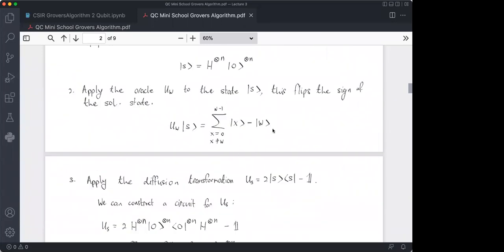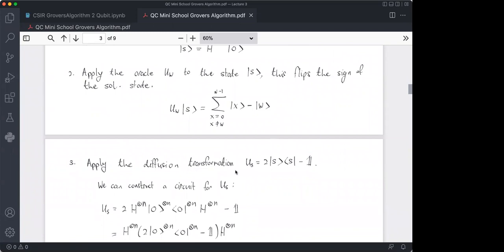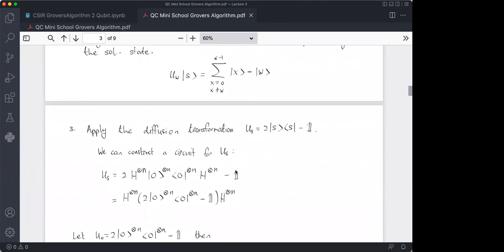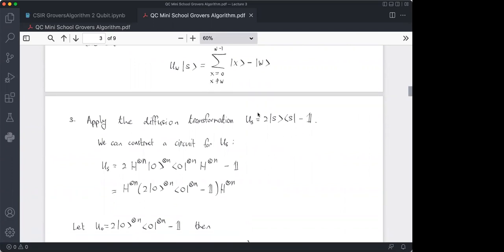Once we've done this, we then apply this diffusion transformation. This actually reflects about this S axis, so that we basically place everything in a uniform superposition, so all the amplitudes are equal, and then we perform a sort of reflection that, when we reflect it back, amplifies the amplitude of the winning state. And we do this with this diffusion transformation, which is given in this representation here.